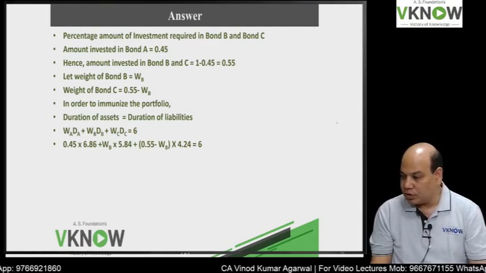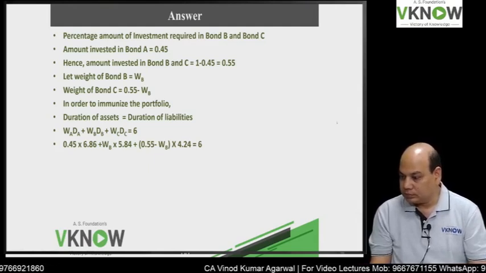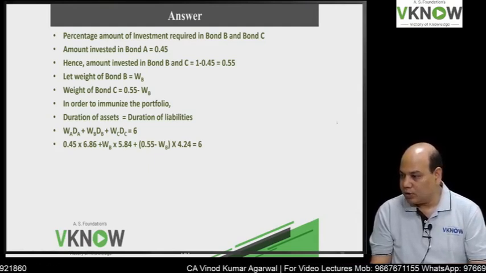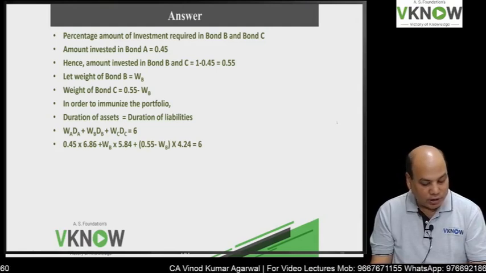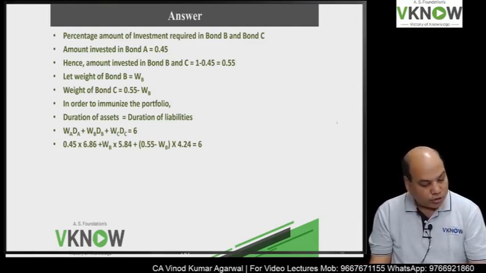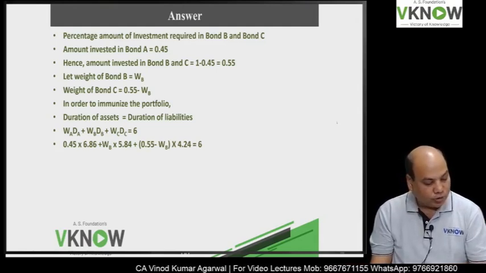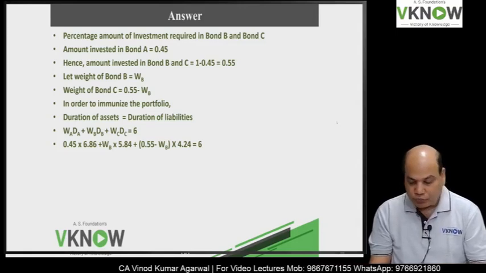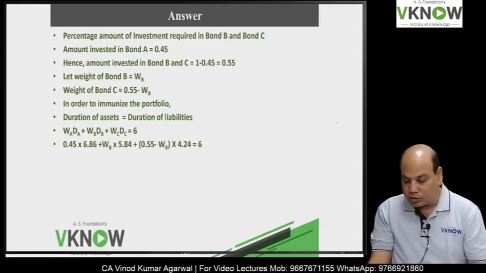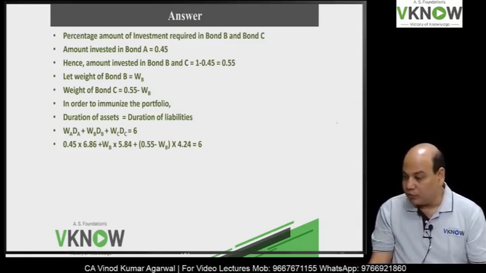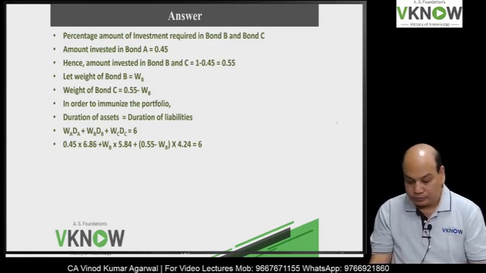Now please solve the equation. How did you get 6? 6 is given in the second line. The duration of the liability is 6 years. Outflow is planned after 6 years. So we have to ensure that the duration of the bond portfolio should also be 6 years.